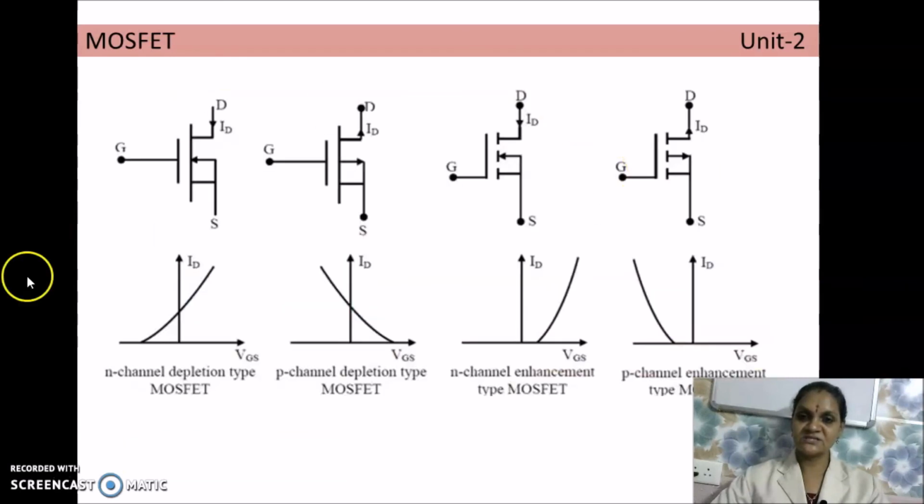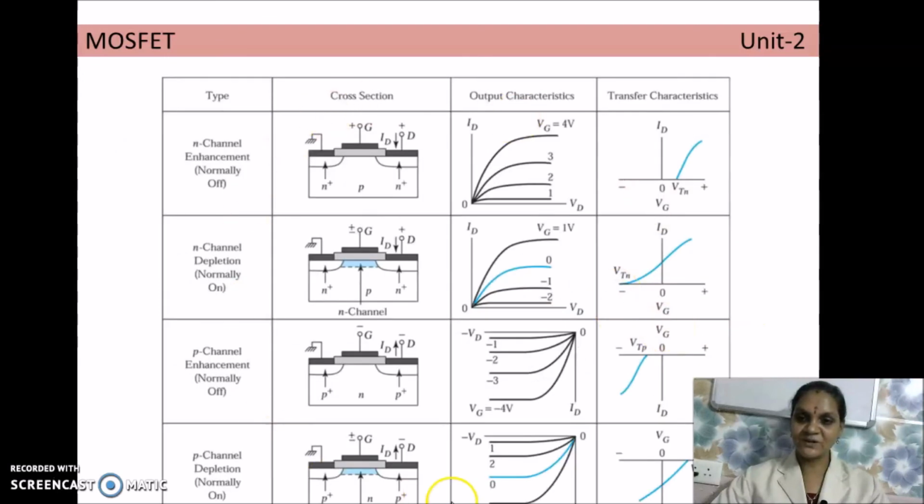So the next, this is just an overview to have an easy remembrance, that just transfer characteristics alone. This is the symbol and corresponding transfer characteristics. And this one is the overall all four things, that is N-channel, P-channel enhancement type, and N-channel, P-channel depletion type. So only one difference may be here in the transfer characteristics.